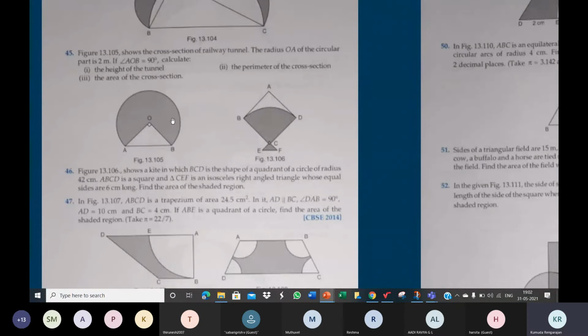Yes, please start working this question. Question number 45, Figure 13.105. This one. The information for this figure is given here in question number 45. Please answer this question. Write down the question in your notebook. Draw the figure.